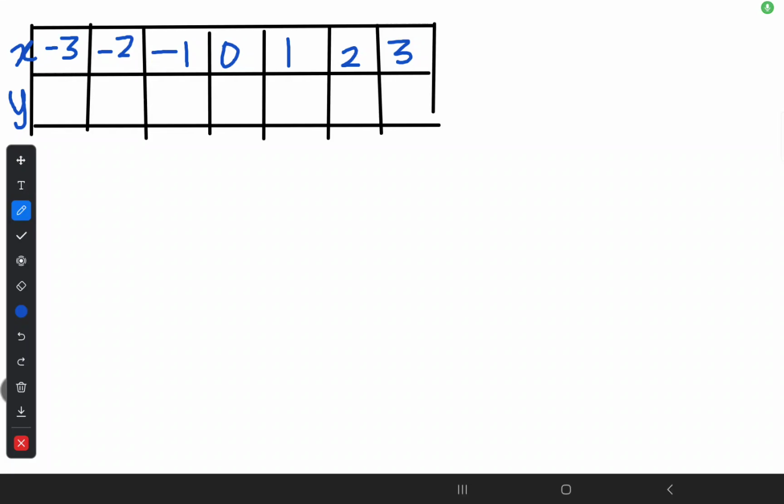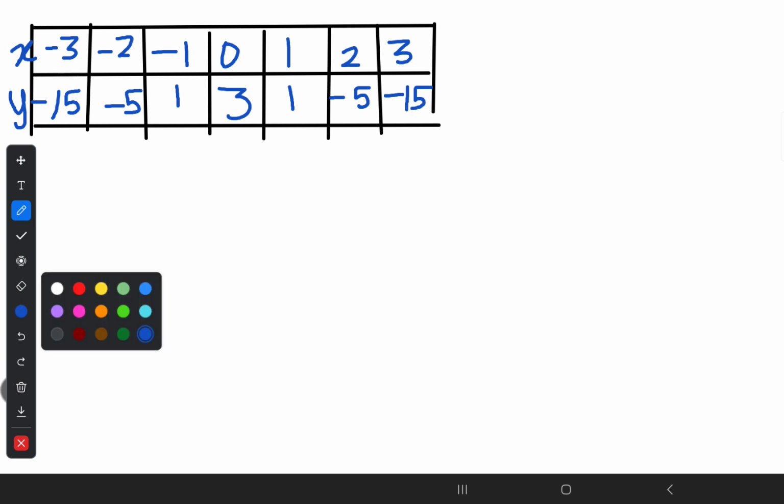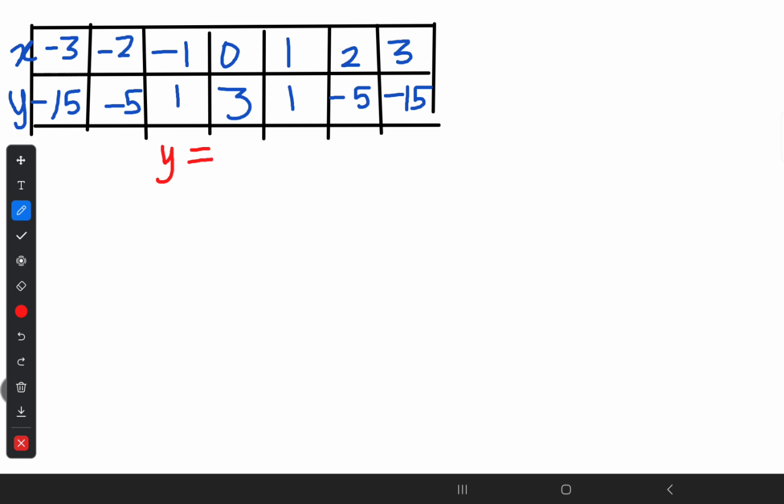Given data, we are going to plot our graph. The x values and y values are given: negative 15, negative 5, 1, 3, 1, negative 5 and negative 15. These are our x and y coordinates. Then the graph equation is also given as y equals 3 minus 2x squared. This is our graph equation.